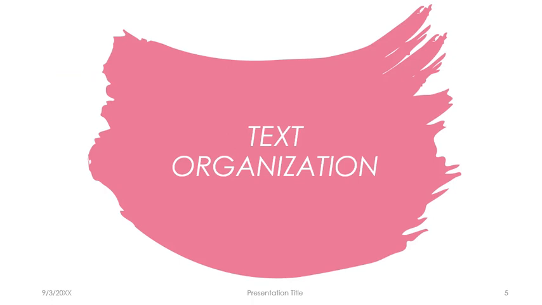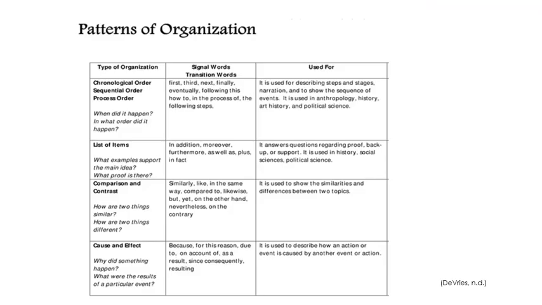Next, we're going to look at text organization. Identifying the organization of a text will assist you in comparing your assigned texts in the future. So let's look at our text organization. We have chronological order, or sequential order. When did it happen? What order did it happen? Those are ways that you look at it. Signal words for chronological order would be first, third, next, finally.